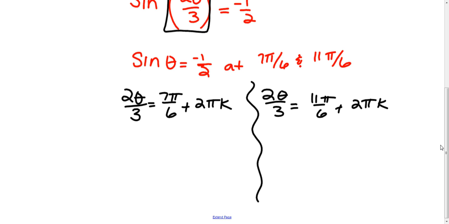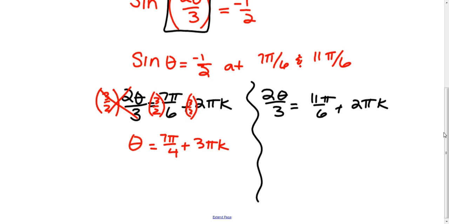Okay, and now I need to solve for theta. And so what I will do is multiply everything by 3/2 to get theta by itself. Okay, 3's cancel, 2's cancel. So I get theta equals 7 pi over 4 plus 3 pi k. Okay, so my first answer that I see right here is 7 pi over 4.